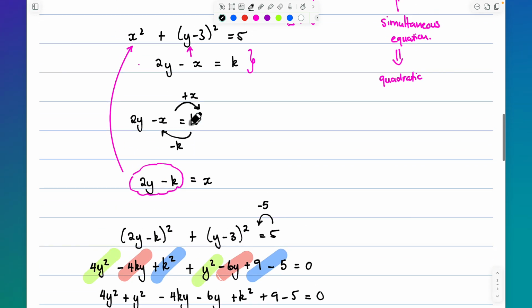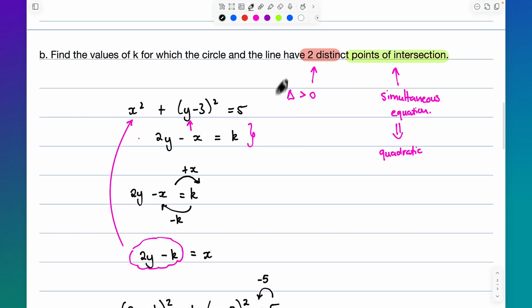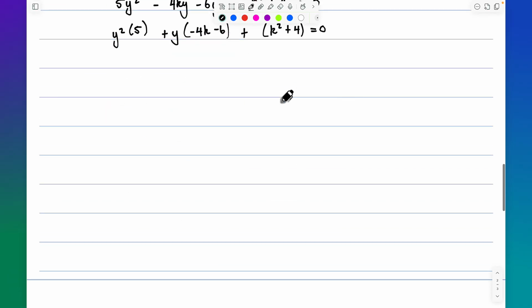So why is this important? Because now we have to go back to our determinant stuff. The fact that we have been told that we have two distinct points of intersection should tell us that the determinant of this equation, which is the same as saying the b squared minus 4ac, this expression should be greater than 0. All right. So what k values are going to make sure that this expression stays positive, right?